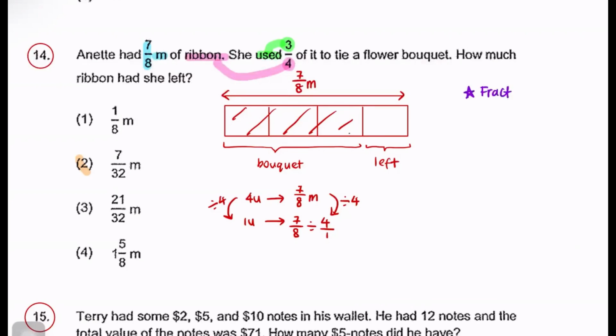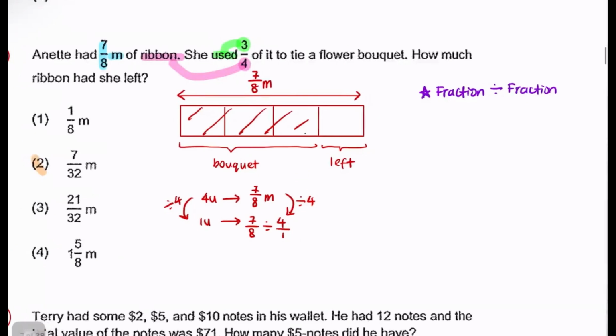What happens when you have fraction divide by fraction? What do you do? Number one, you keep. What do you keep? You keep the first fraction as it is. You don't touch it. Here is 7 over 8, right? We keep it at 7 over 8. Okay? First step is to keep. Keep the first fraction.